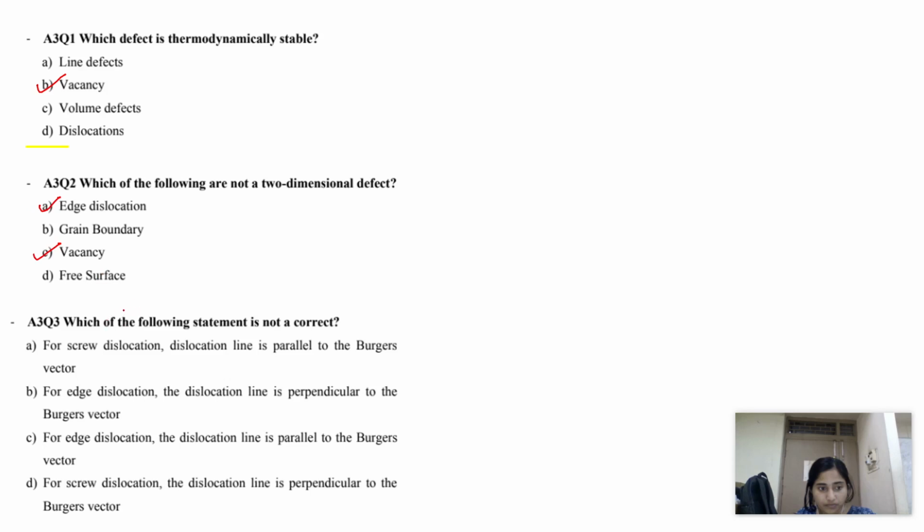Which of the following statements is not correct? For an edge dislocation, the dislocation line is parallel to the Burgers vector. That is not correct, so that is wrong, you are saying, right? Yes, it should be perpendicular. Then one more option will also be true. What about the screw dislocation then? Then D is also not right. Yes.